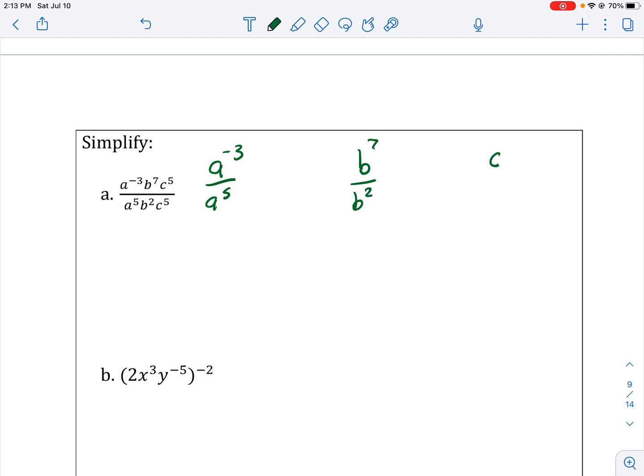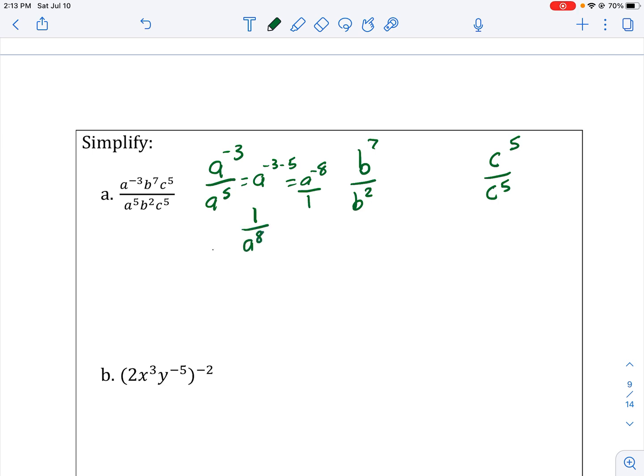And here is my c for my like base. Now, when I have like bases, when I divide like bases, I subtract my exponents. So it's negative 3 minus 5, which gives me a to the negative 8th. Whenever I have a negative exponent, to make it positive, I take the reciprocal, which means to flip it. If it's not a fraction, it's always over 1. So to flip that, it would be 1 over a to the 8th.